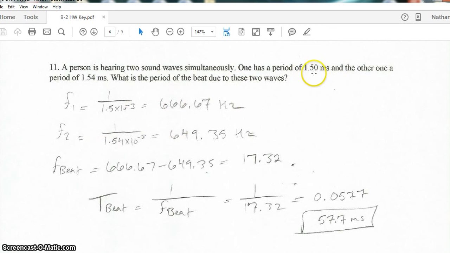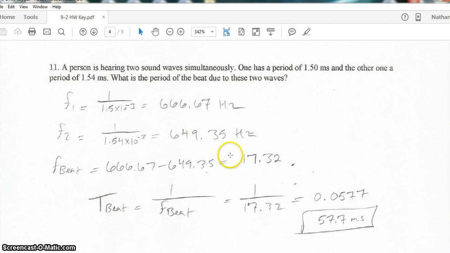So they're giving us the period, which obviously is an indirect relationship, I should say, right, to the frequency. We know the frequency is 1 over the period. So I can find the frequency of the first wave by just doing 1 over the period, which is about 666.67 hertz. I can find the frequency of the second wave, which again, just inverting the period, so about 649.35. And then the only concept I have to understand is the beat frequency is the difference between those two. Right, so the frequency of the beat would be simply the difference between those two, so 17.32.